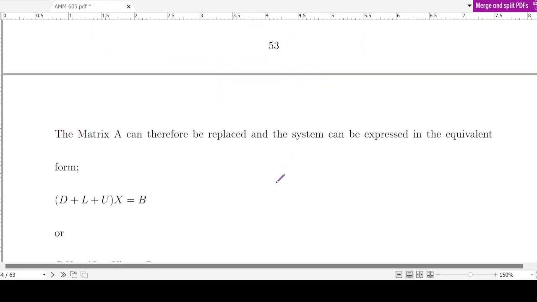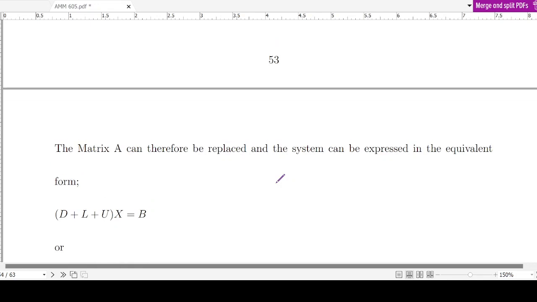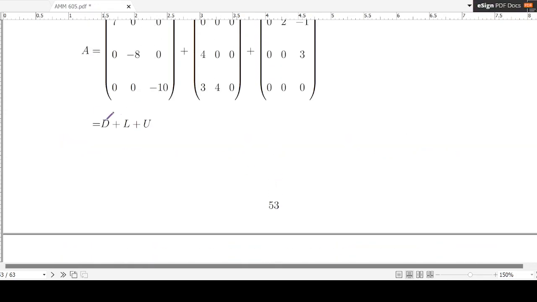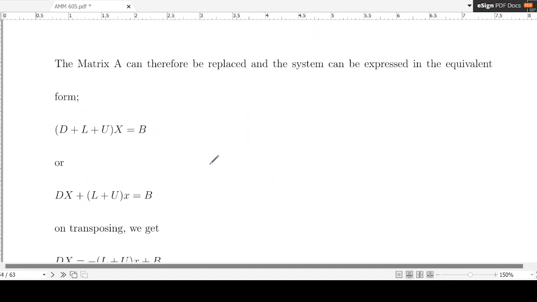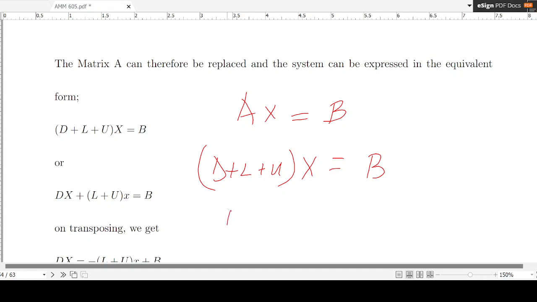So the matrix system can then be obtained by replacing A with the sum of the three matrices, D plus L plus U. Remember we had Ax = b. We are now replacing A with D plus L plus U. So we have (D + L + U)x = b.